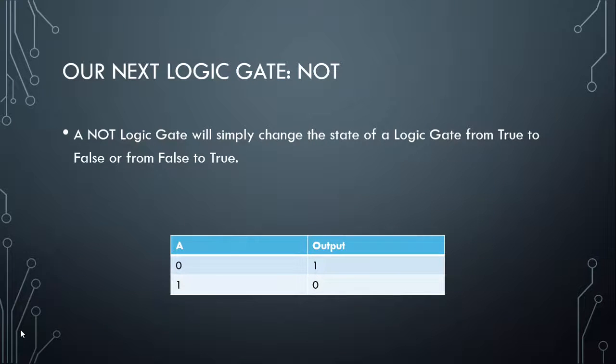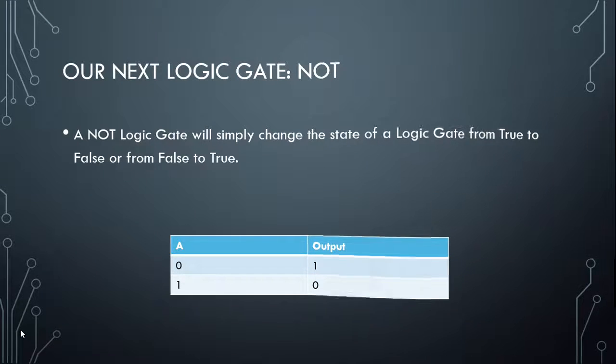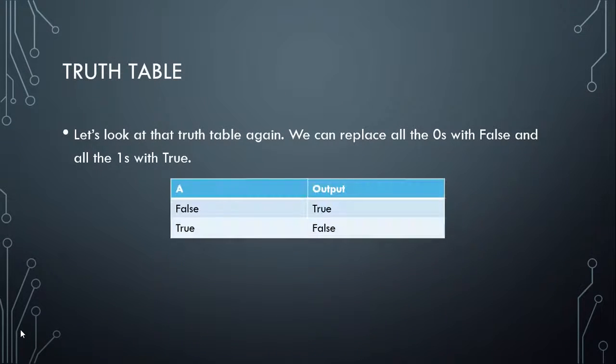So, if I have a logic gate with an input state of 0, and I apply a NOT logic gate to it, I'm going to get an output of 1. If I have an input state of 1, I will get an output state of 0. It's pretty easy. It just literally flips it. So if it's true, it becomes false. False becomes true. And we can look at that in the truth table. And of course, it's just as I just mentioned. We replaced all the zeros with false and all the ones with true.